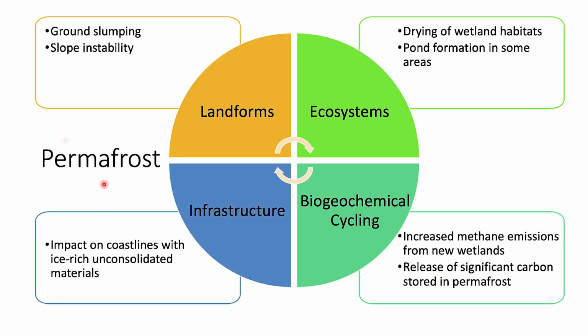If we look at the permafrost as the main thing, we can start from the ecosystem. Permafrost thaw leads to drying of wetland habitats and pond formation in some areas due to cryosphere change. When we talk about biogeochemical cycling, there is increased methane emission from new wetlands. That means the increase in temperature releases more stored greenhouse gases, and significant carbon stored in the permafrost is released. These are the two major things happening because of the increase in temperature.